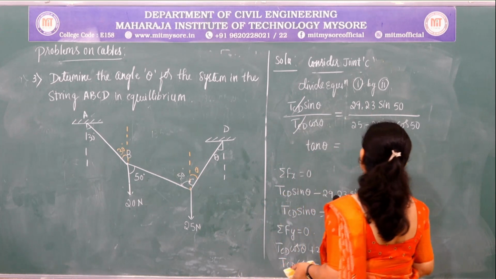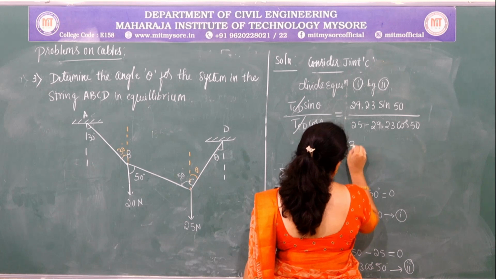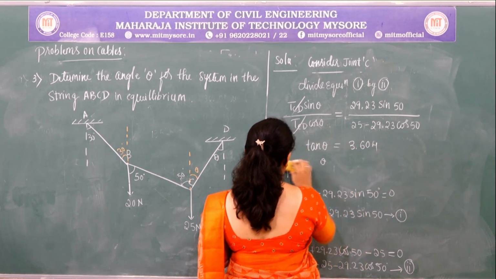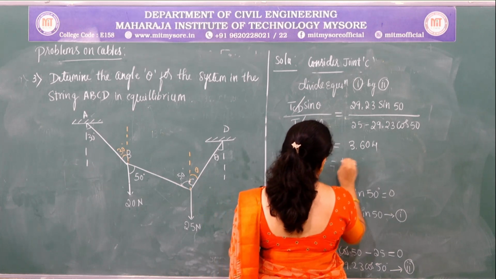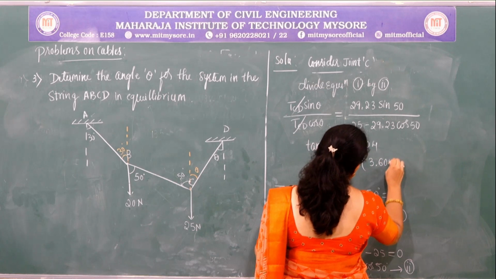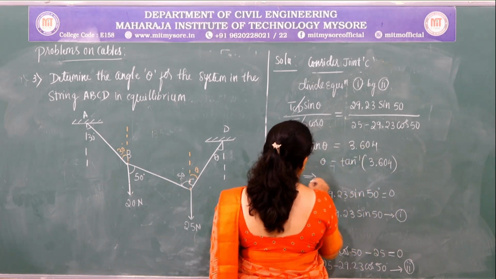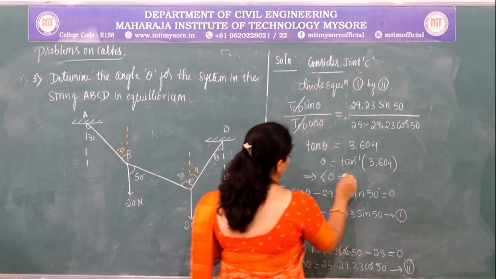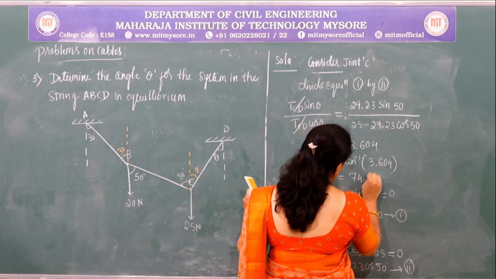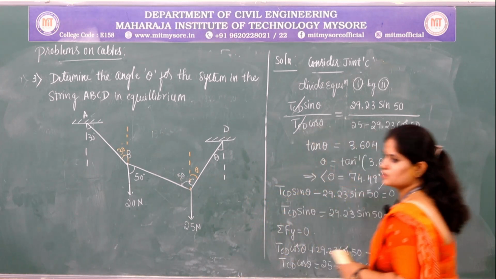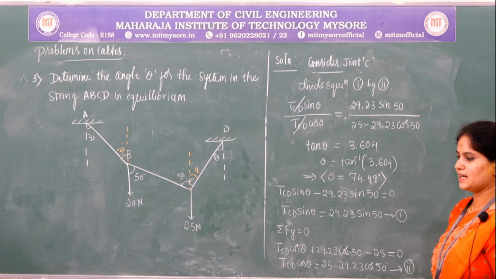Now TCD and TCD get cancelled, so this will be equal to tan theta, and the value of which is going to give you 3.604. So theta is equal to tan inverse of 3.604. So that implies theta will be equal to 74.49 degree. So now we got the value of theta.